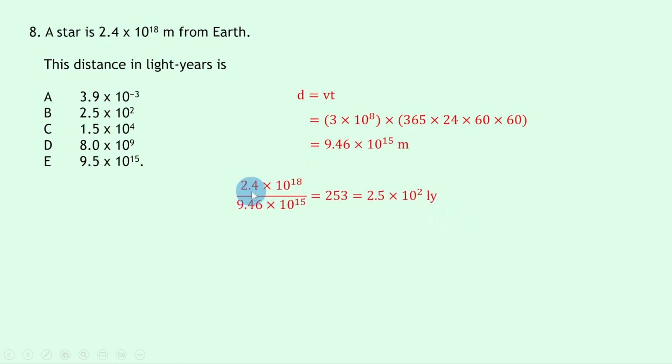So I end up with 2.4 times 10 to the 18 divided by 9.46 times 10 to the 15, and if you put that into your calculator, you should get roughly 253, but you'll see that all the answers are given in scientific notation. So 253 is the same as writing 2.5 times 10 to the power of 2 light years, where we've just put that to two significant figures or one decimal place. So that gives us the answer of B.